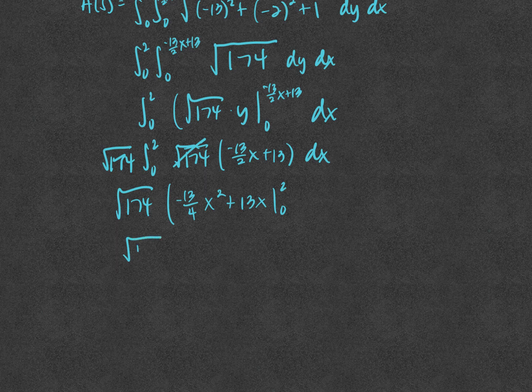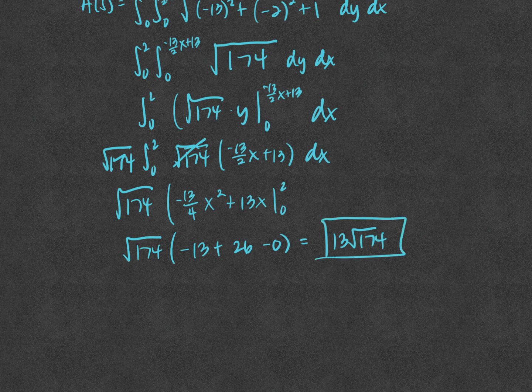So we have the square root of 174. Now 2 squared is 4, so that cancels to be negative 13 plus 26 minus 2. So we end up with 13 square root of 174. This is the surface area of the region that they asked us to find.